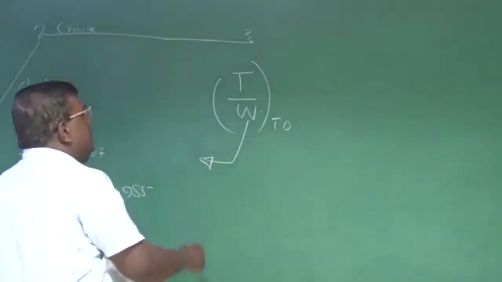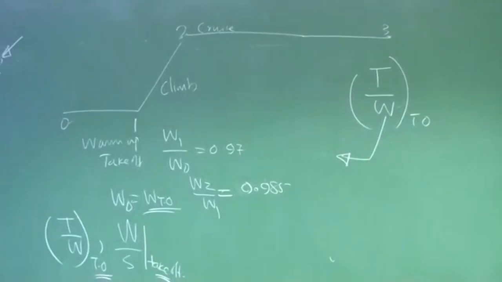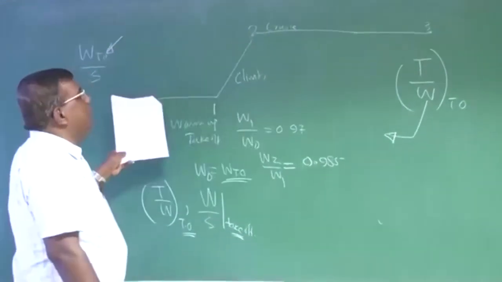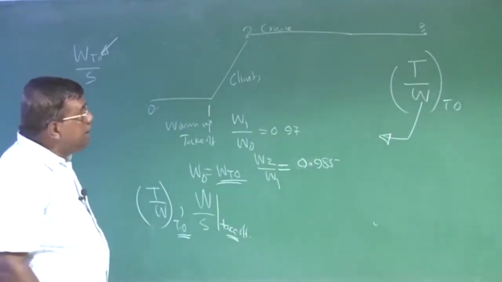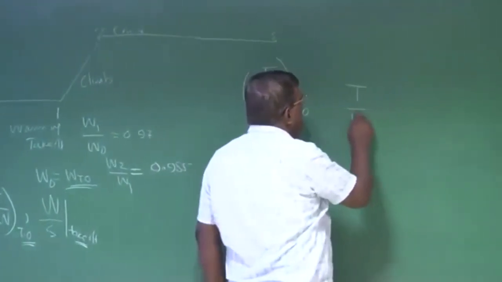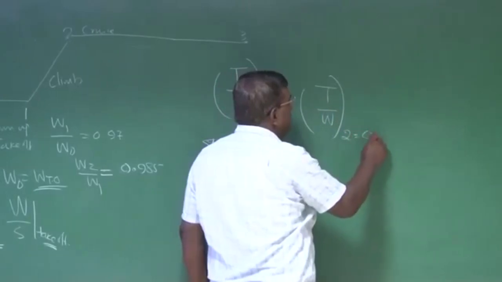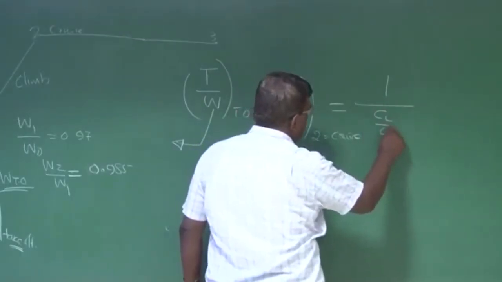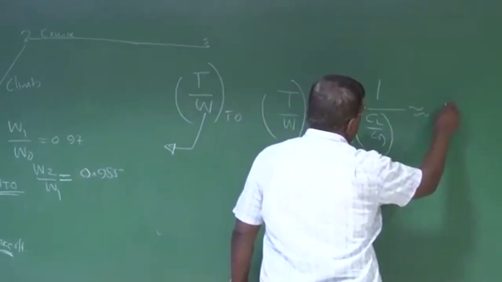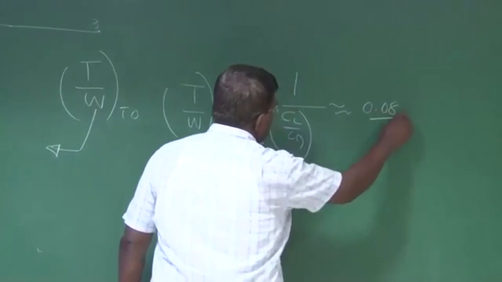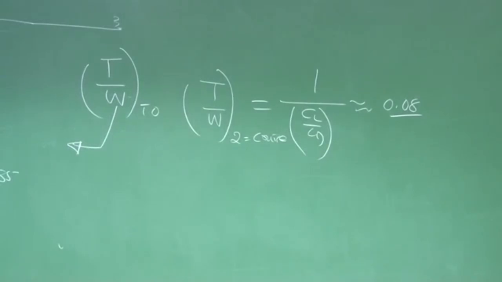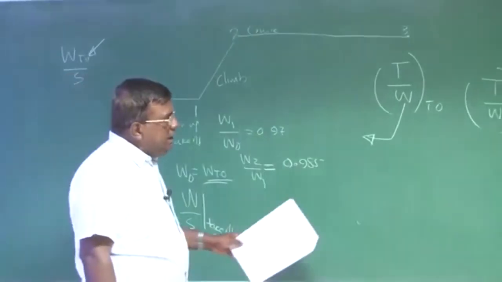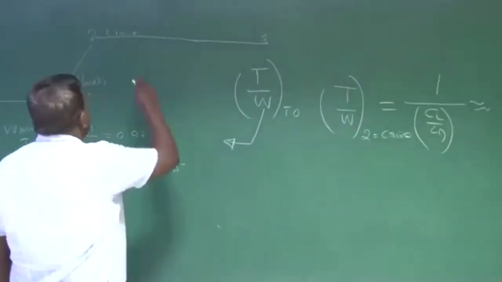Now we have understood how to correct W takeoff, because you will have W cruise here, some value, convert it into W takeoff. Here you have some thrust at the sea level. So you know T by W is how much. But T by W required at that point, which is nothing but cruise, equals 1 by CL by CD. And this value may be around 0.08, if I'm flying at CL by CD more than 10, around 0.08, 0.09, 0.1, whatever the number could be. So that is the requirement prescribed at this point.